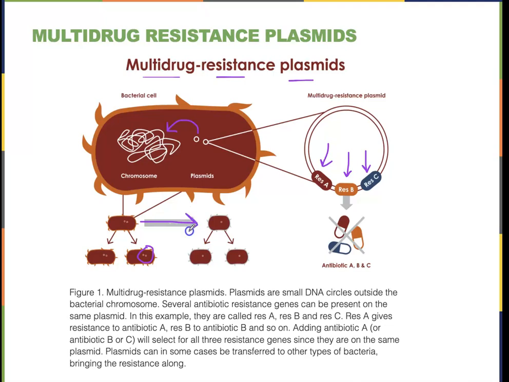This line is referring to horizontal transfer: conjugation, transduction, transformation. We can give a plasmid to another cell, and now when that cell has it, all of its offspring will have it. So that is the world we're living in at the moment. We have lots of resistance genes out there that bacteria can acquire and pass on to other bacteria and to their offspring, and it's a huge problem, these antibiotic resistant strains.